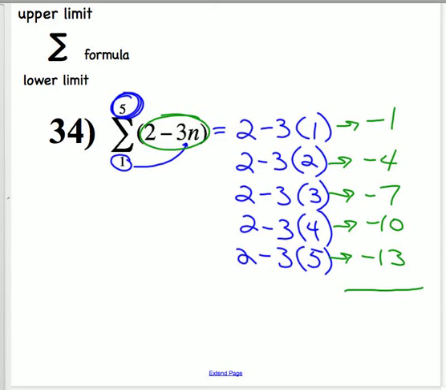Either way, once I have all those numbers generated, I have to add them up. Because that's what this sigma means. I'm supposed to sum some numbers. And I add them all up, all the green numbers, and I'll get negative 35. There's my answer for 34.